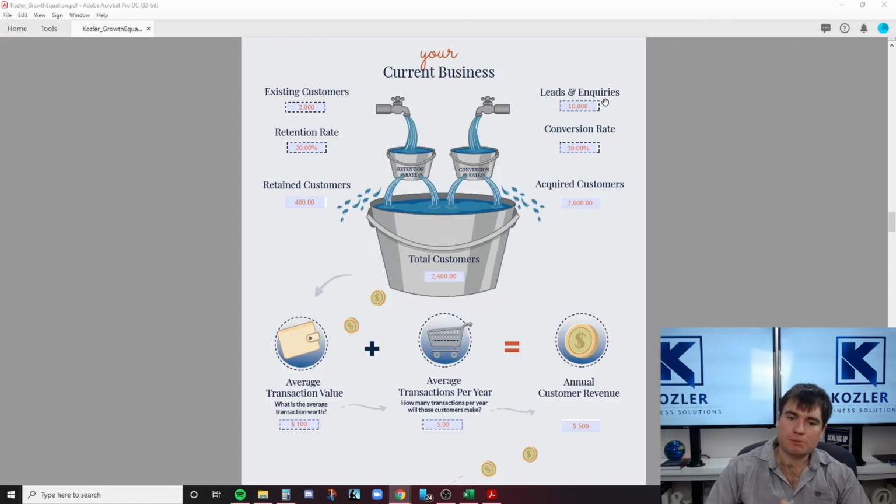And they have, in this business, a 20% conversion rate. So they acquire 2,000 new customers every year. So that brings their total customers to work with in a year to 2,400. So this business is effectively growing at 400 customers per year on a year-on-year basis, with the majority of them being new customers, not retained customers.